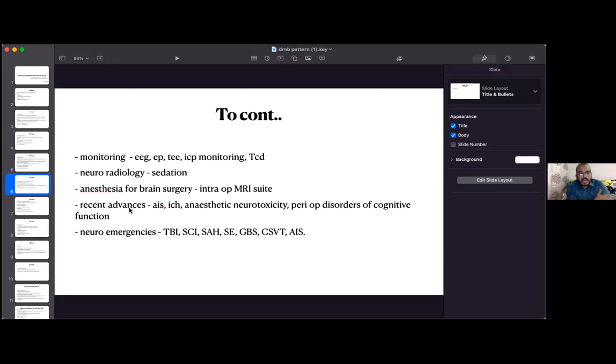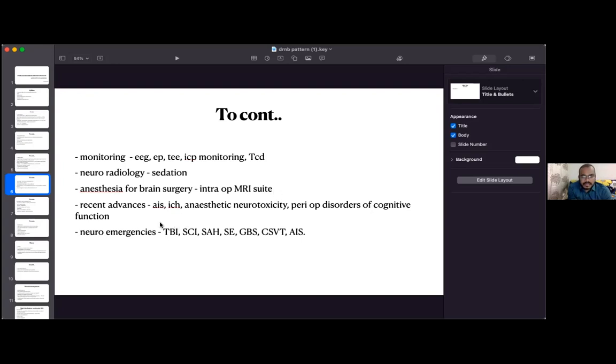Okay. And then neuroradiology: sedation in the MRI suite, or sedation for seizure protocol, or MRI protocol for seizures. And then anesthesia for brain surgery with an intraoperative MRI suite. I think this is a recent topic. I don't know, but I think you can expect this topic also.